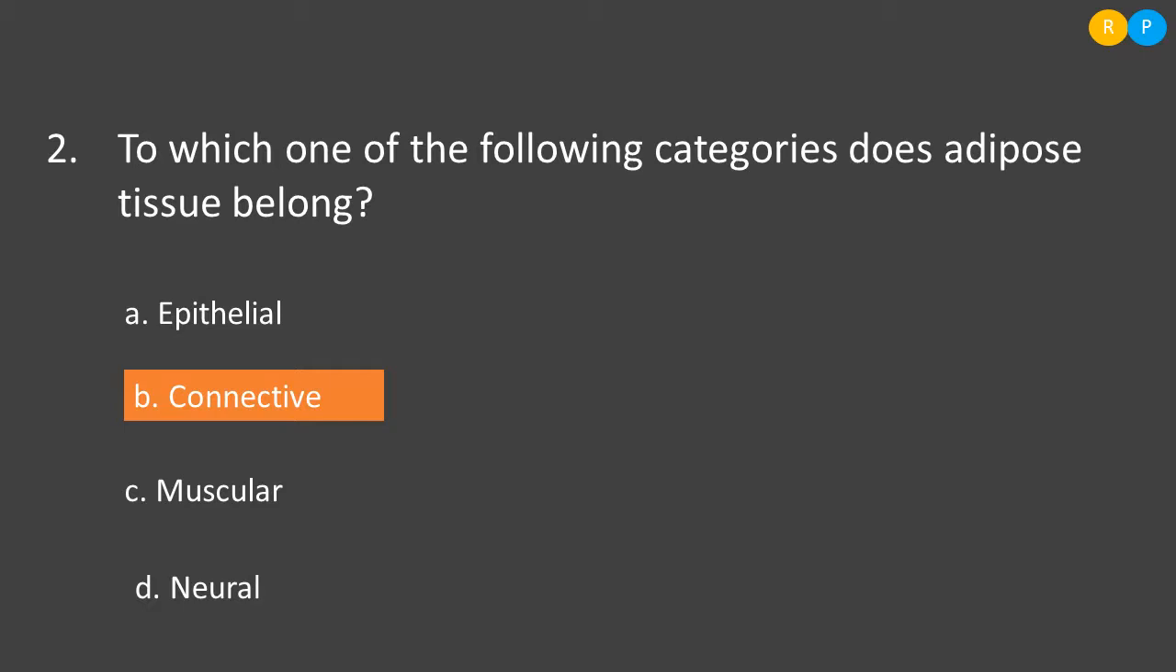Then option B, connective tissue. As I told, adipose tissue is a kind of loose connective tissue. Clear. So the correct answer is option B. Then option C, muscular tissue. Muscular tissue mainly helps in movement. Clear. Then option D, neural cells or tissue. Neural tissues help in sending any kind of signal towards the brain or from the brain to any other part of the body. So the correct answer here is option B, connective tissue.